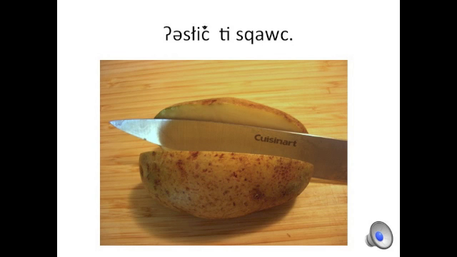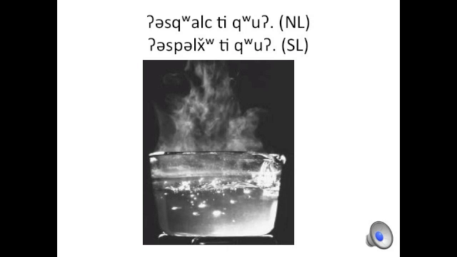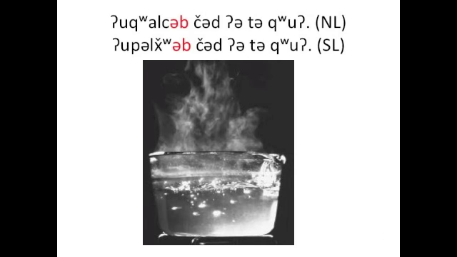Aslich tisqouts. The potato is cut. Let's add the be suffix to the verb to mean cutting. Oshich abched atasqouts. So I am cutting the potatoes. Asqualt tiquo, aspoch tiquo. So the water is boiling. Add the be suffix. Oqualt abched ataqo, opoch abched ataqo. I am boiling the water.